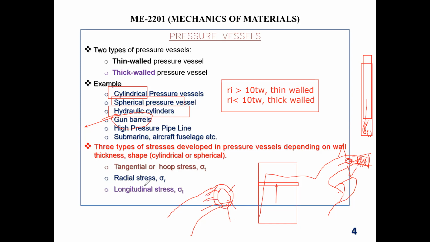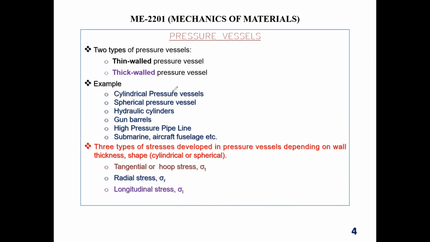So all guns, barrels and cannons work like a pressure vessel. Then a high pressure pipeline, carrying natural gas from the Bakhrabad gas field to, say, Dhaka, or from Iran to China. In using a high pressure pipeline, you need to make sure the pipeline does not burst. Then submarines and aircraft fuselages: you need to use the pressure vessel formula.